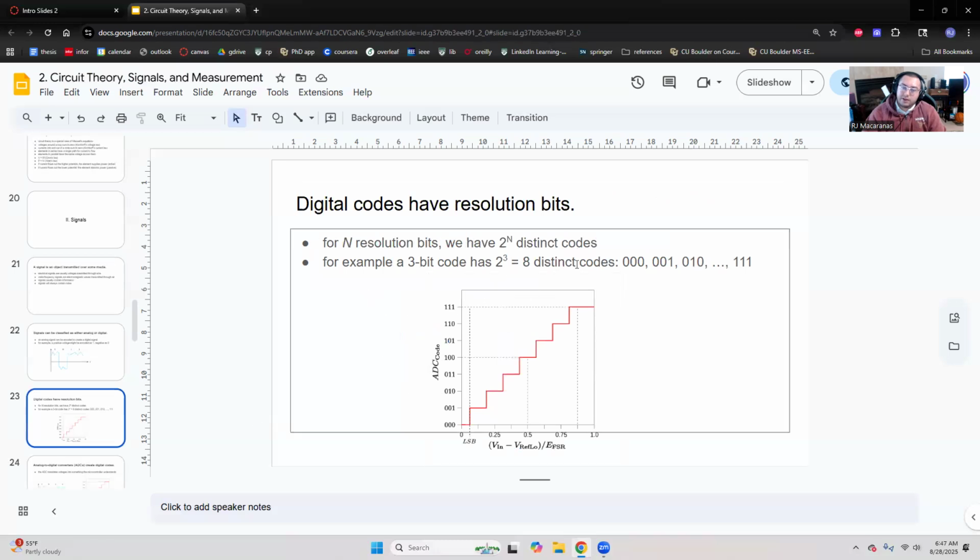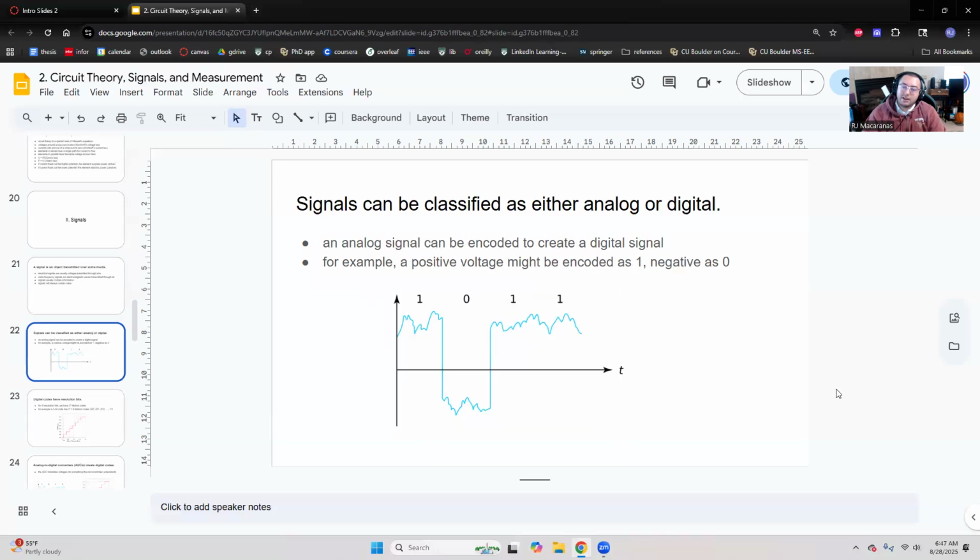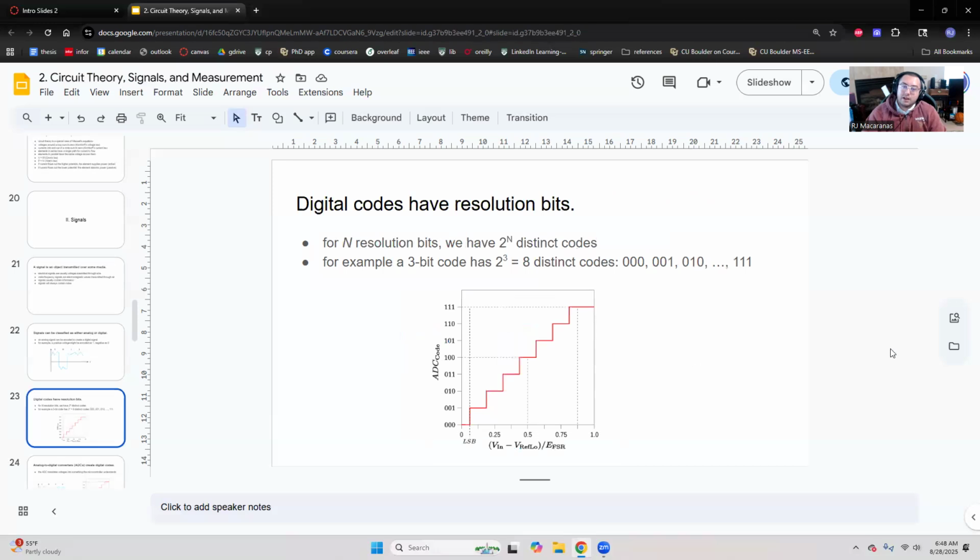For n resolution bits, we have 2 to the n distinct codes. So going back to here, if I have one resolution bit, I have two distinct codes. In this case, I've made my code 1 and 0. A 3-bit code will have 2 to the third distinct codes. So that's 8 codes, and I've enumerated them here: 0, 0, 0, 0, 0, 1. And here on the left of this plot, we count up in binary from 0 to that last code.